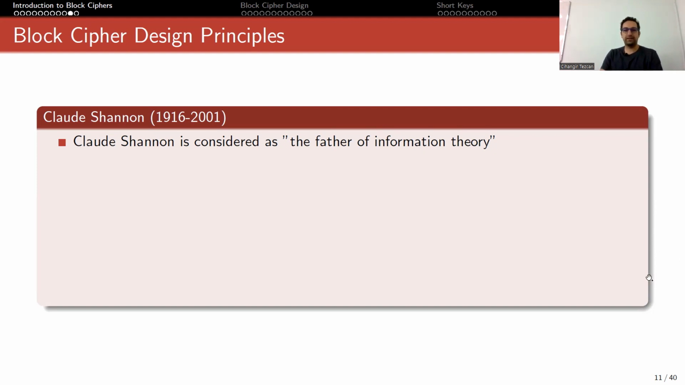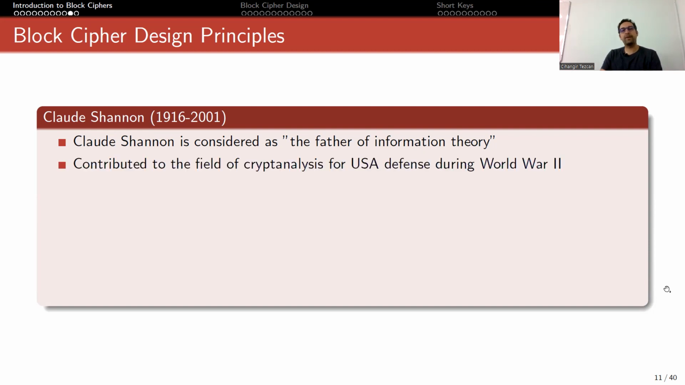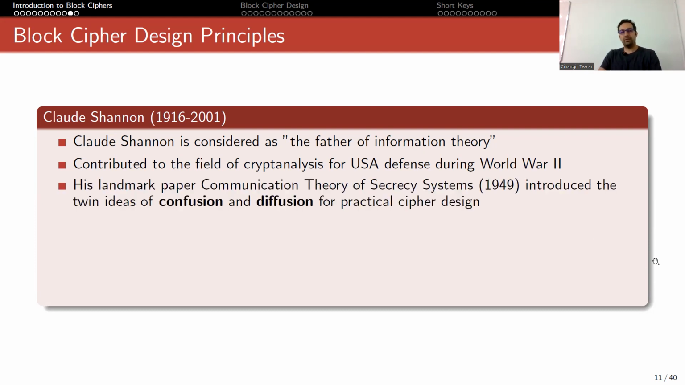Claude Shannon is considered the father of information theory and contributed to the field of cryptanalysis for USA defense during World War II. His landmark paper, Communication Theory of Secrecy Systems, introduced the twin ideas of confusion and diffusion for practical cipher design. So we will be talking about S-boxes, permutations, and so on. All those come from these confusion and diffusion ideas, okay? Our aim is to provide confusion and diffusion.